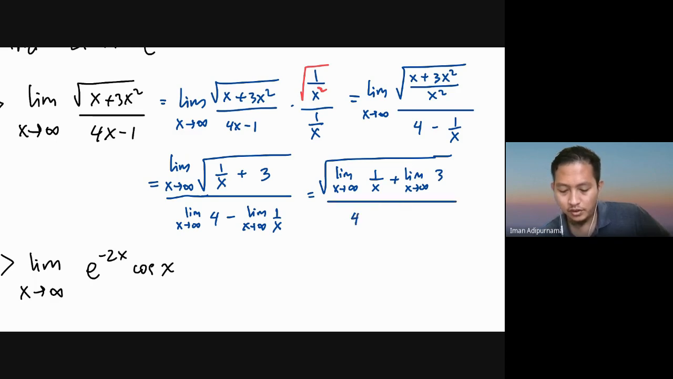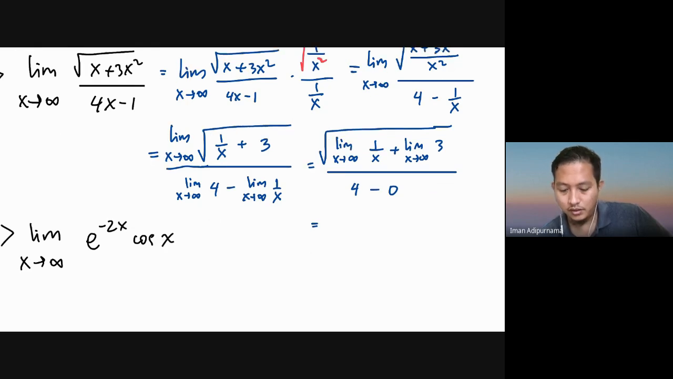This is 4 minus 0, and here will be 0, right? This is 0, and you have the 3. So you have square root of 3. So this is the answer. So not 3, but it should be square root of 3 over 4. Yeah. Stephen, correct.